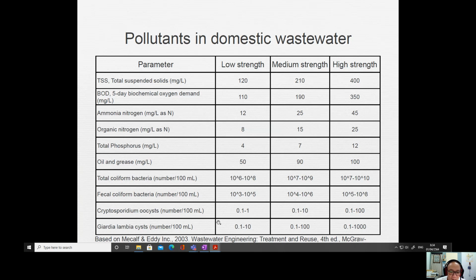The other two are the helminth, cyst, Giardia lamblia. It's also the helminth, Cryptosporidium or cyst. This is also the helminth. So helminths are allowed to be found in a small amount with respect to 100 ml of the wastewater sample. So these are the characteristics of the domestic wastewater, which we will focus on after midterm examinations.